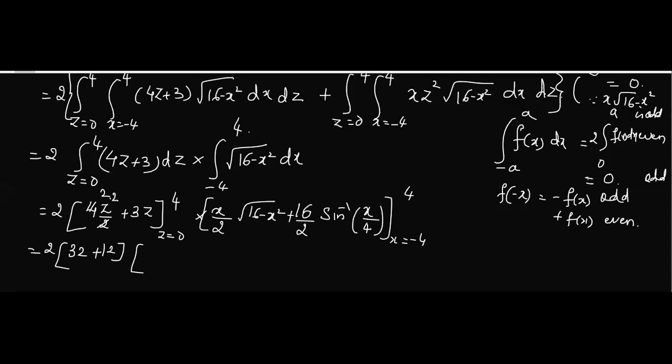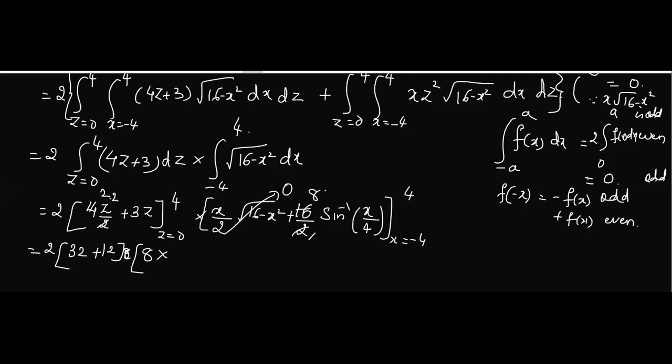Can you tell me any value, any term going to be 0 for upper and lower limit both? Isn't it 16 minus x square becomes 0? Check: 16 minus 16, 16 minus 16. This is 2 ones are 2, 2 eights are 16. Correct? 8 comes out.